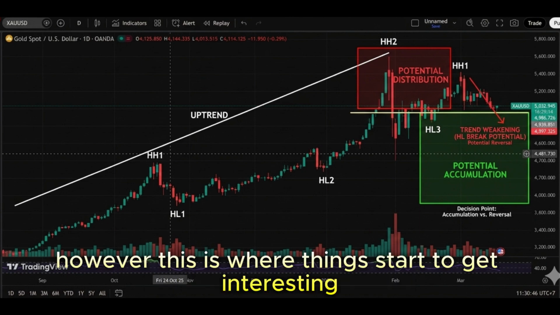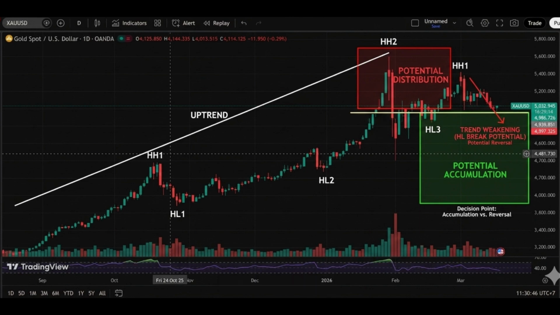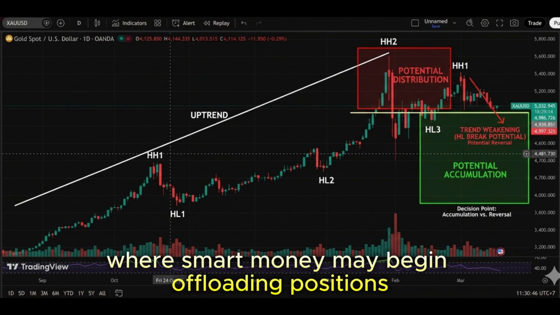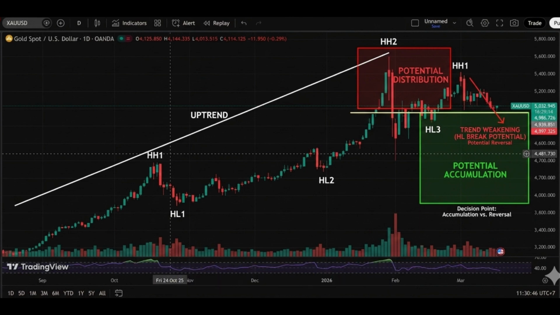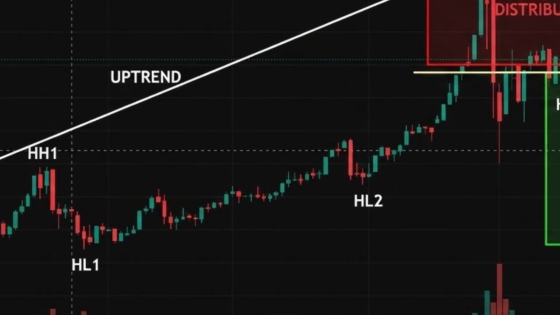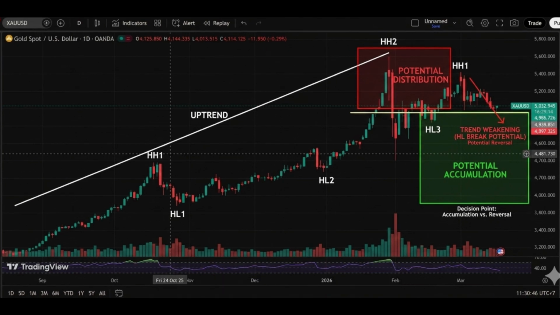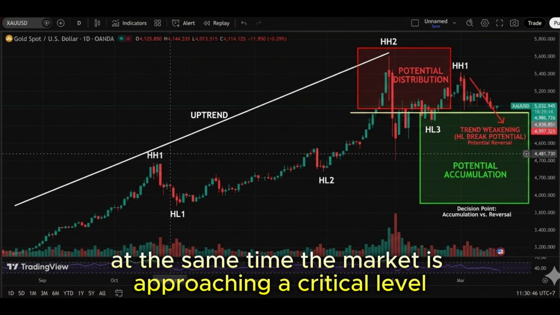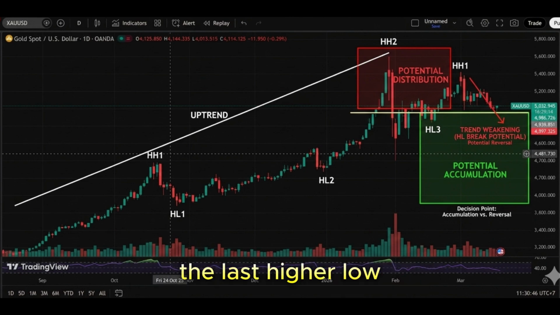However, this is where things start to get interesting. At the top of the trend, we can see signs of potential distribution, where smart money may begin offloading positions. Price is no longer making strong impulsive moves, and momentum is starting to slow down. We also notice that the most recent high is failing to break significantly higher. At the same time, the market is approaching a critical level, the last higher low.